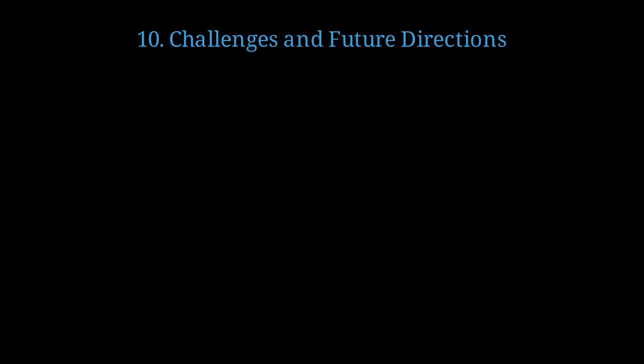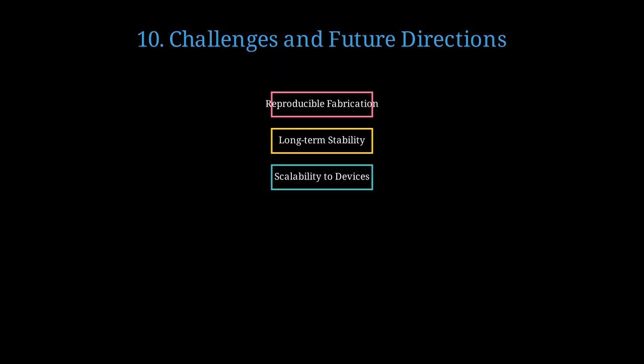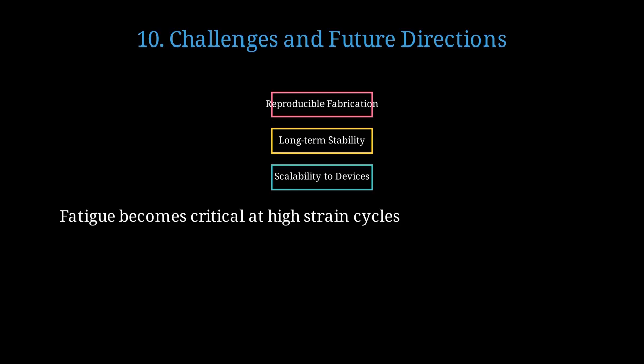Despite tremendous potential, significant challenges remain. Key challenges include reproducible fabrication of curved nanostructures, ensuring long-term mechanical stability, and scaling up to practical devices. Mechanical fatigue becomes critical when nanostructures undergo repeated high-strain cycles, potentially limiting device lifetime. The number of cycles to failure scales as strain to the power minus alpha, where alpha is approximately 6, meaning small strain increases dramatically reduce lifetime.